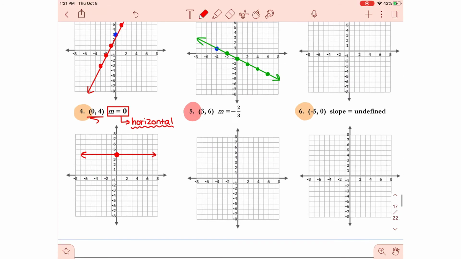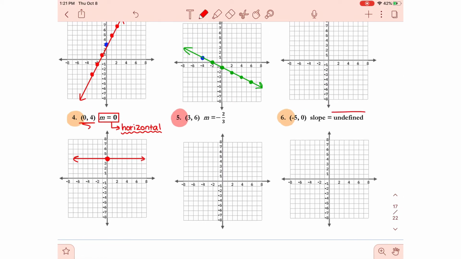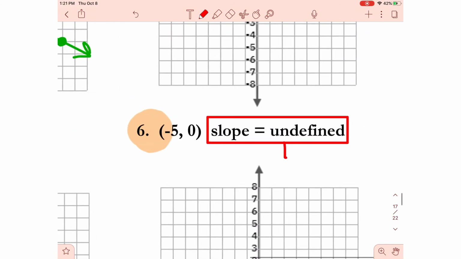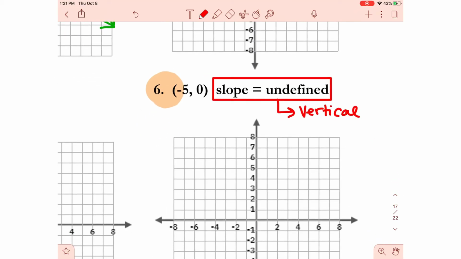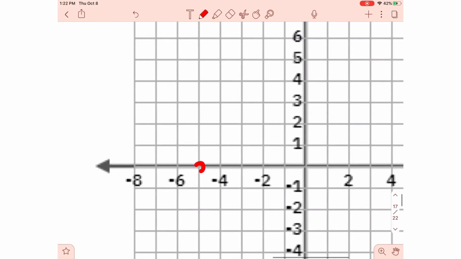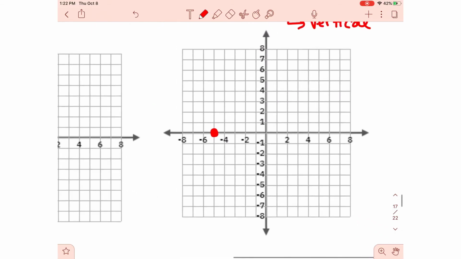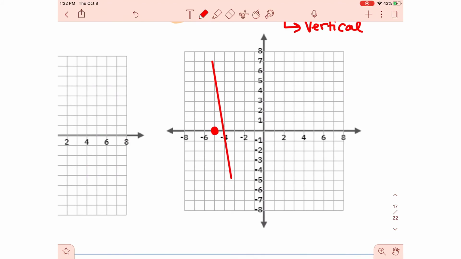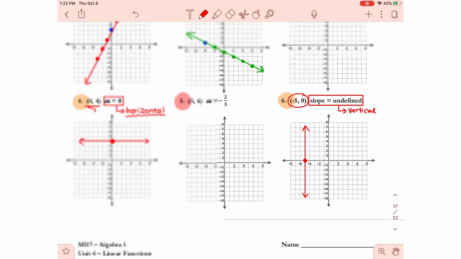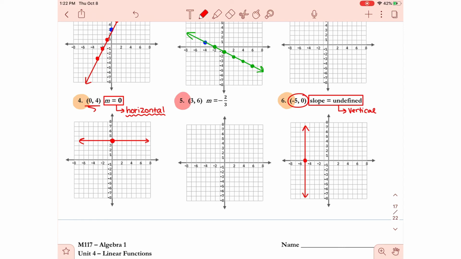Number 6 has an undefined slope. So something that you need to remember is an undefined slope is vertical. It goes up and down. So I'm going to plot this point they gave me, -5, 0, and I'm going to draw a vertical line through that point. So going back to that treadmill analogy, think about it. If I made my treadmill go perfectly up and down, I'd fall off. The slope would be undefined. I can't even stay on it.